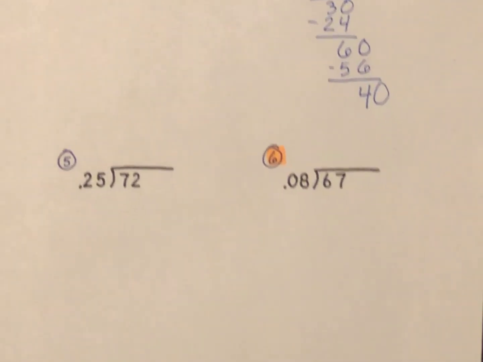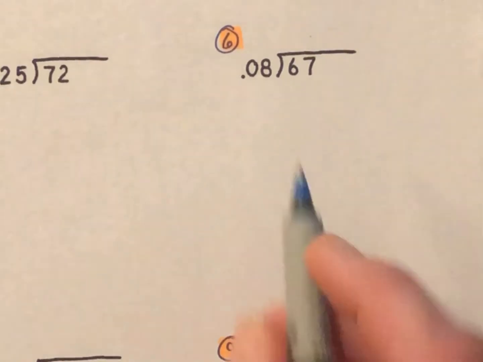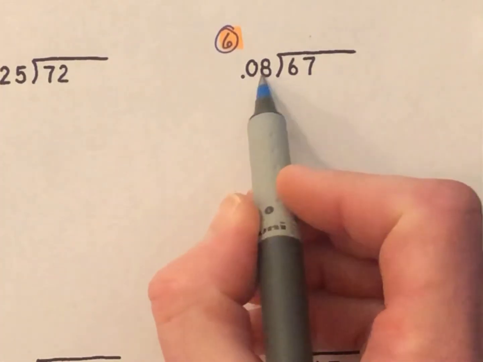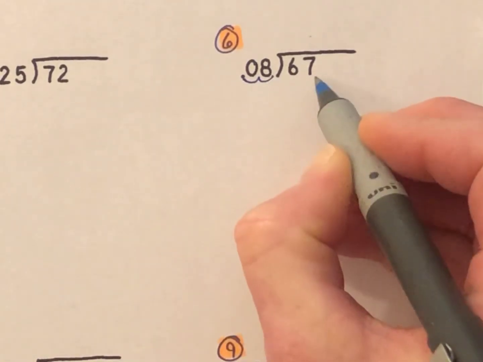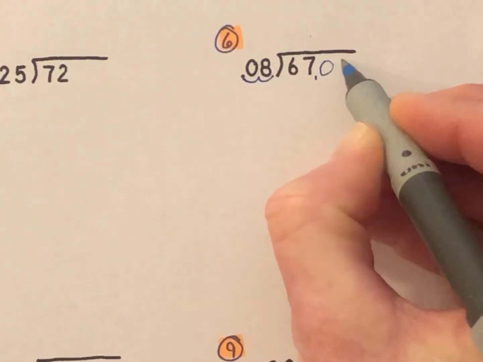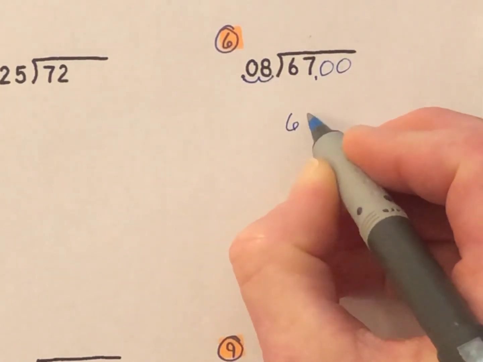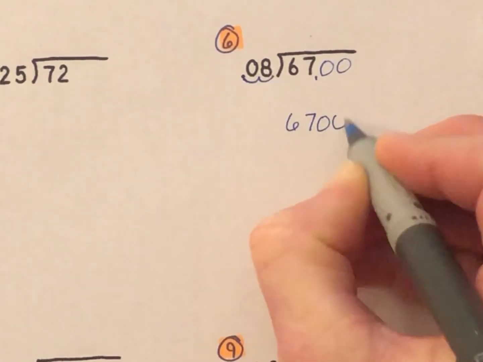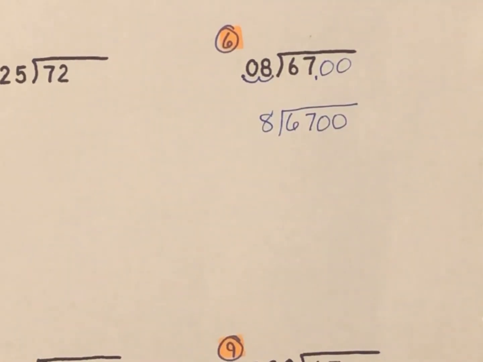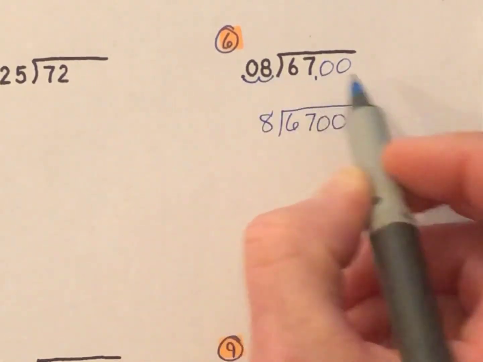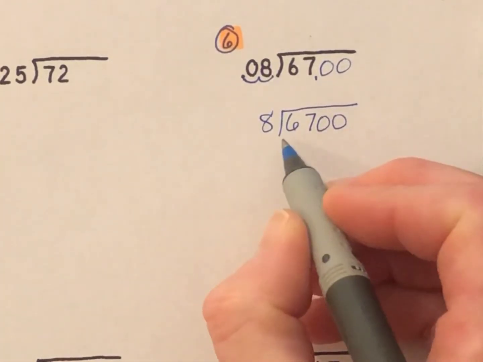Okay. Down to number 6. All right, so I've got to move the decimal over 2 places because it's 8/100. So I'm going to move the decimal over 2 places, 1, 2. So that means I move it over 2 places here. 1, 2. So that gives me 6,700 divided by 8. It's so much easier if you rewrite the whole thing. Otherwise, you've got all these lines and it gets confusing. So, all right, 6,700 divided by 8.